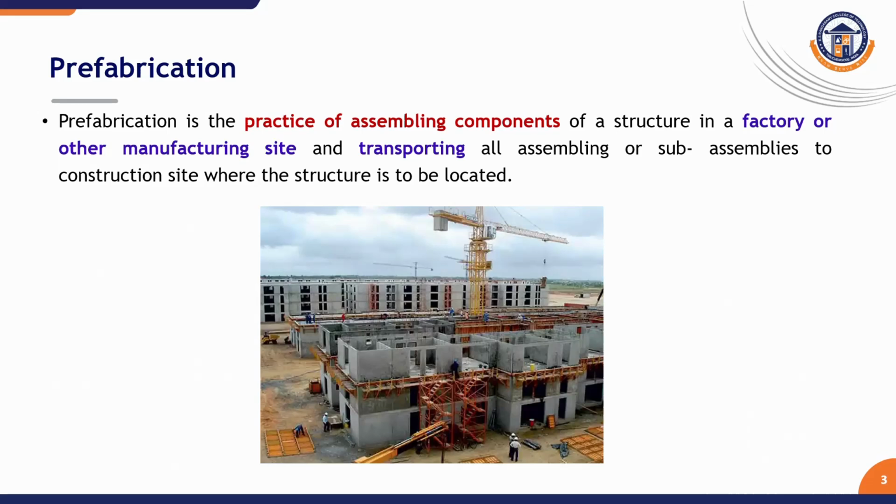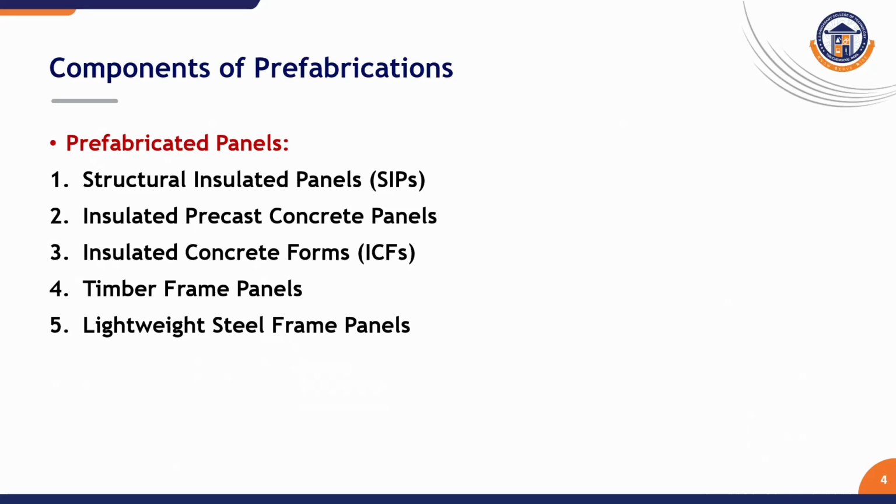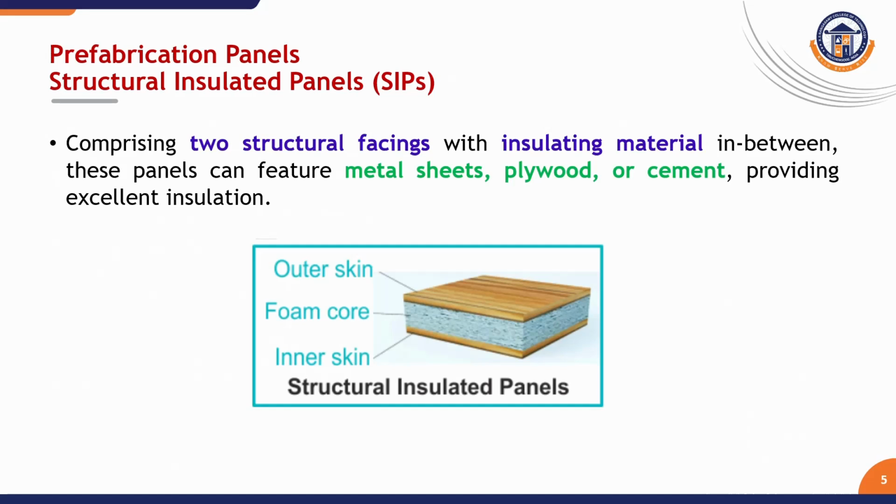It is the practice of assembling the components of different panels and manufacturing under controlled conditions to ensure high quality and precision. The components of prefabrications are structural insulated panels, insulated precast concrete panels, insulated concrete forms, timber frame panels, and lightweight steel frame panels.